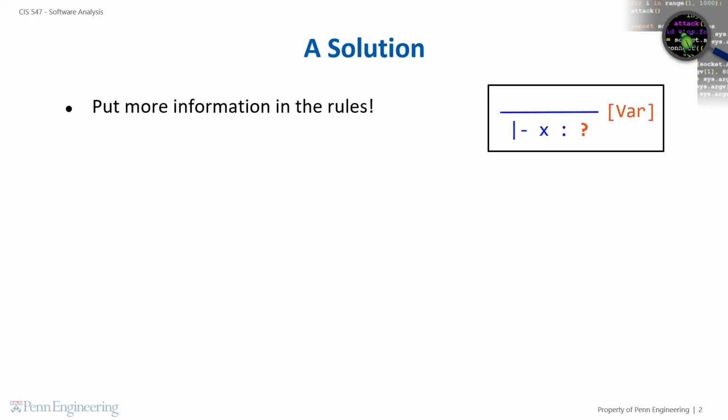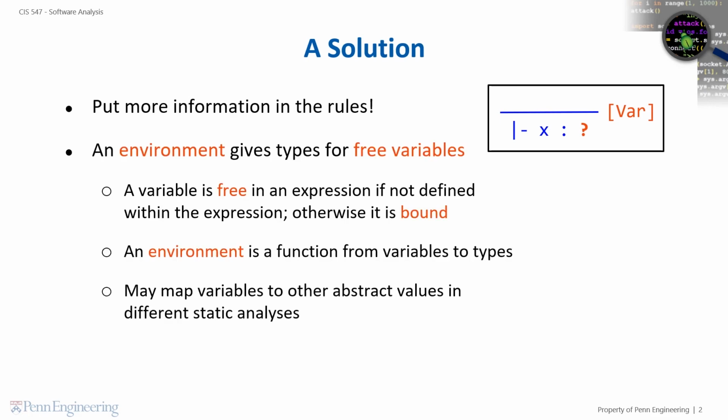The solution for a type system is to add more information to the rules. We can use an environment to give type information to free variables such as x in the rule var. A variable is free in an expression if it is not defined within the expression itself. In contrast, a variable that is defined in an expression is called a bound variable.